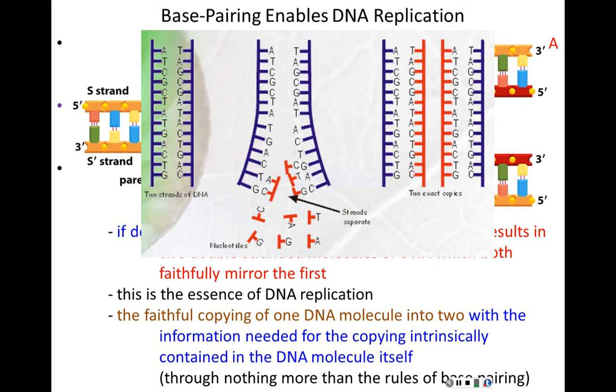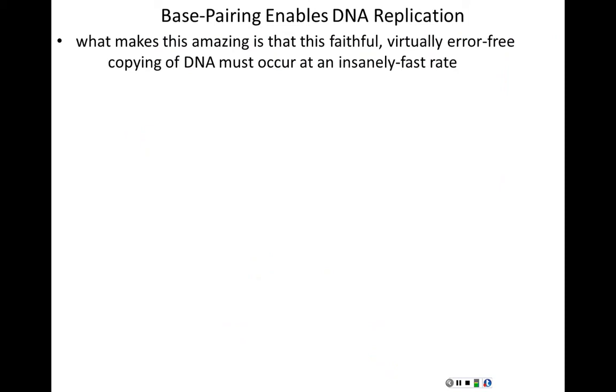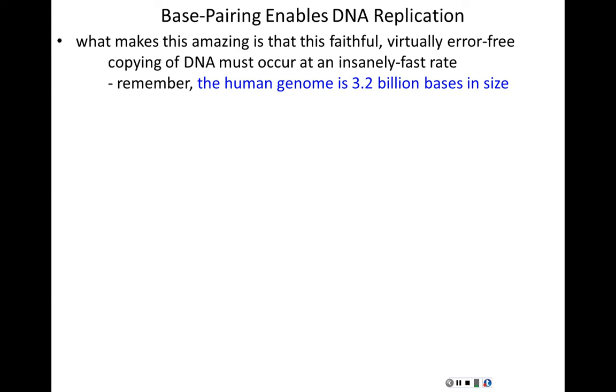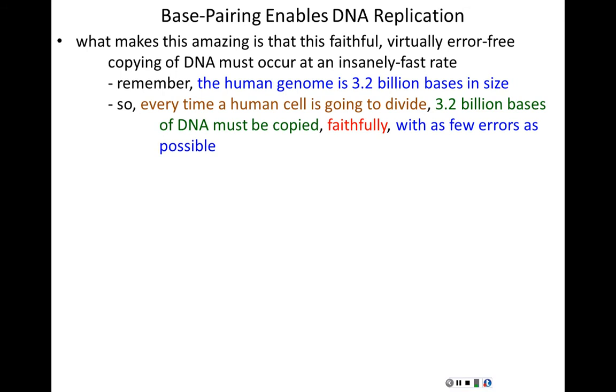What makes this whole process amazing is that it is faithful, virtually error-free, and it occurs insanely fast. Cells replicate their entire genomes in a very short amount of time, and they do it efficiently, and they do it making very few mistakes. You might remember from our last lecture that we said the human genome is 3.2 billion bases in size. So every time a human cell is going to divide, all 3.2 billion bases of that DNA must be copied. It must be copied faithfully. It must be copied making as few errors as possible.